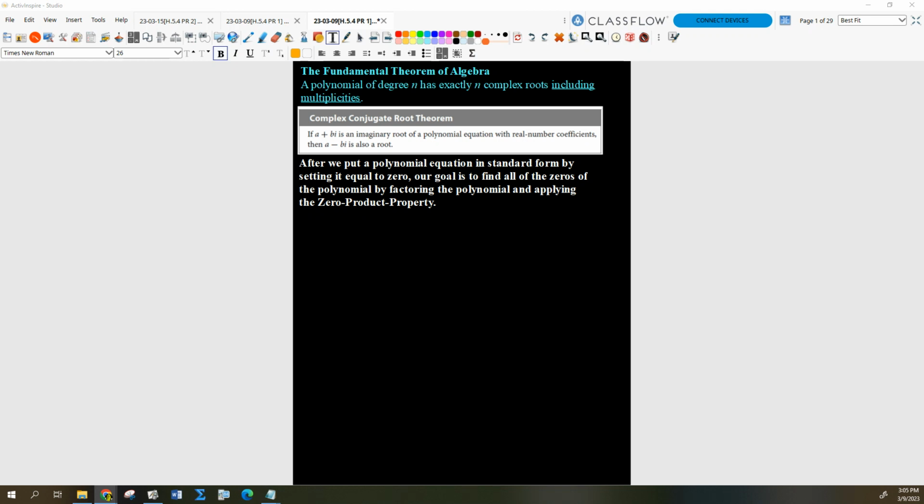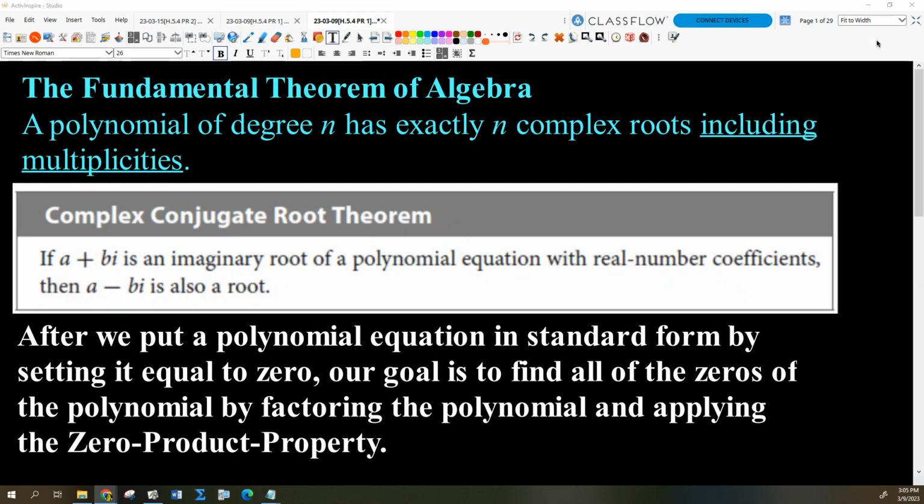All right, so we're going to talk today. This is a big day. We're introducing something really very, very important. It's called the fundamental theorem of algebra. Anything called the fundamental theorem of algebra must be pretty important, right?